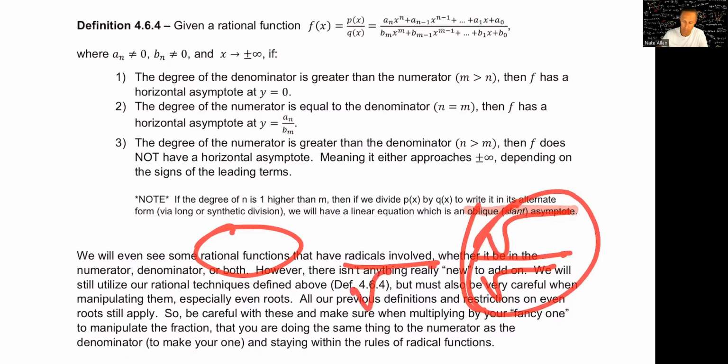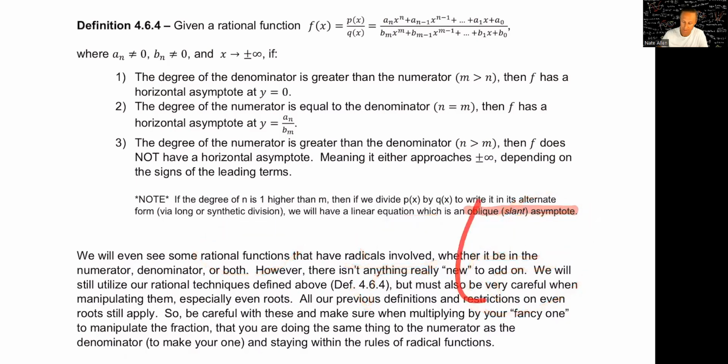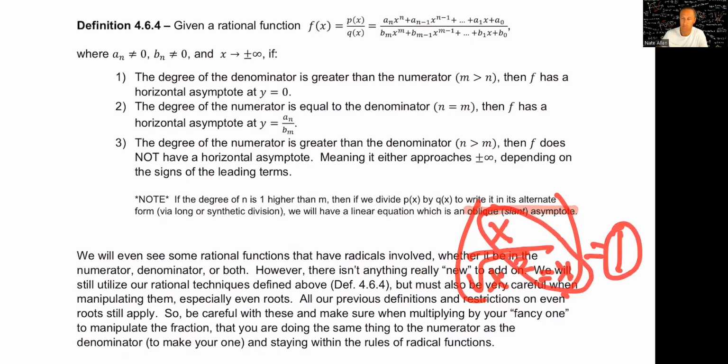Now, there may only be a root in the denominator or the numerator, and not both. So just be careful with your fancy one and making sure it's actually equal to 1. So if you do, for example, a square root of x squared on the bottom, you're just going to do an x on top because we know that this is equal to x. So there is your fancy one.